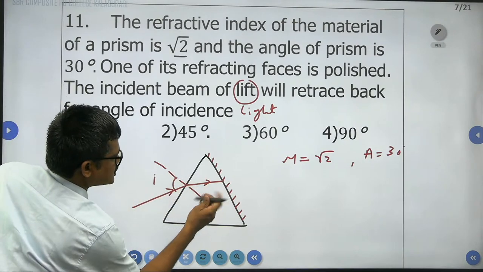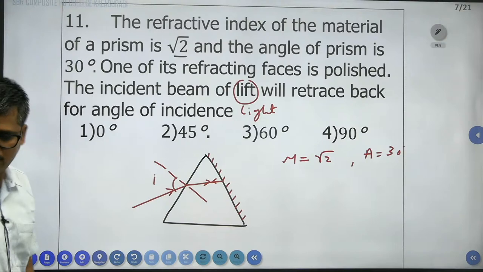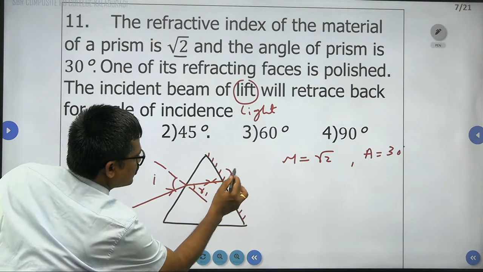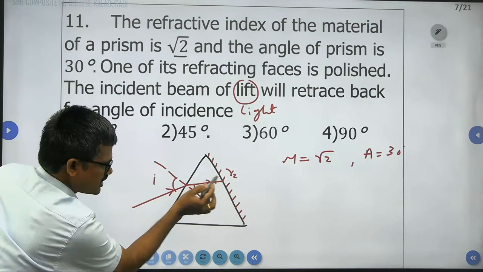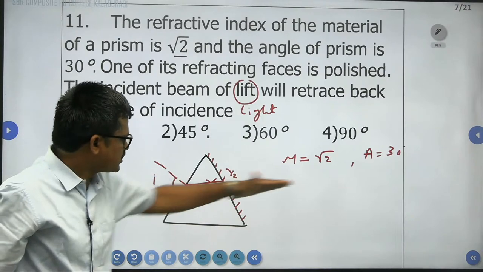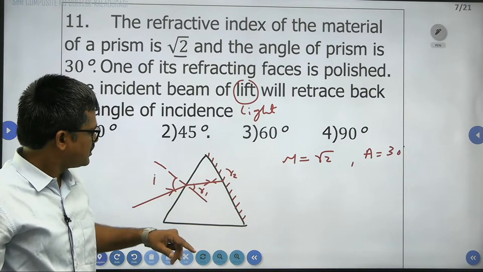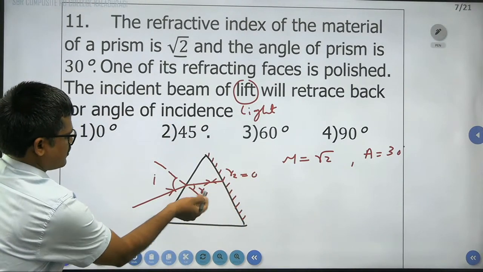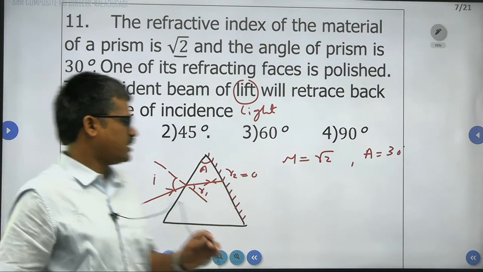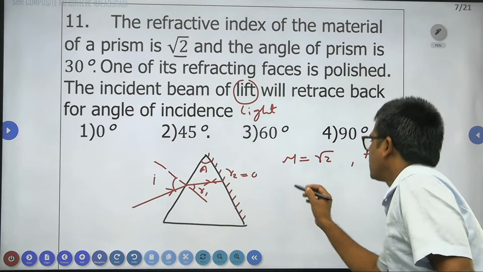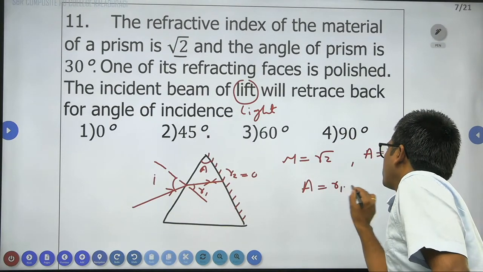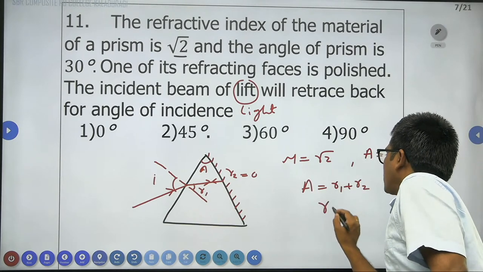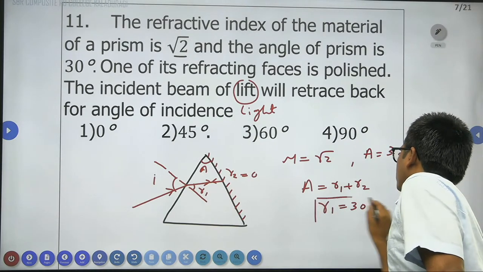If it has to retrace its path, so here definitely, let me say, this is R1 and here R2. It has to retrace, which means here the angle of incidence should be zero, no? Because it has to hit the interface normally, then only it can retrace its path. Then R2 has to be zero. And this is called angle of prism. What is the relation between angle of prism and R1 and R2? Angle of prism is equal to R1 plus R2. So R2 is zero. They have given angle of prism 30 degree. Therefore R1 is equal to 30 degree.